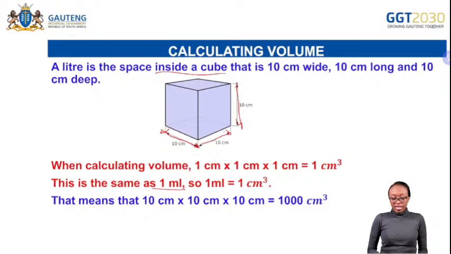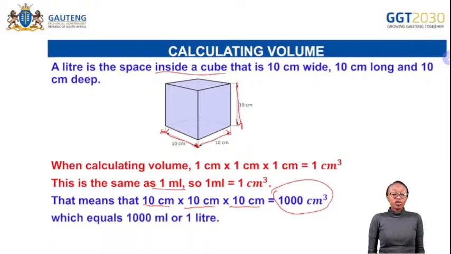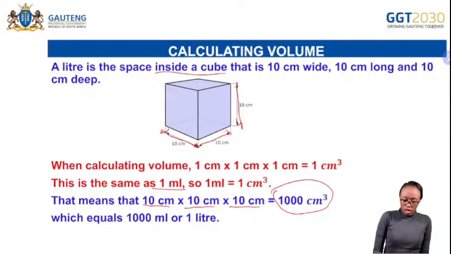So that means that 10 centimeters multiplied by 10 centimeters multiplied by another 10 centimeters is equal to 1,000 cubic centimeters, which equals a liter. So 1 liter is equal to 1,000 cubic centimeters. 1 liter is equal to 1,000 milliliters. So that is the calculation.